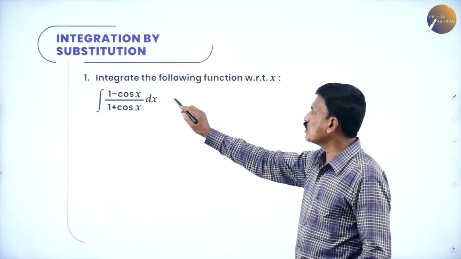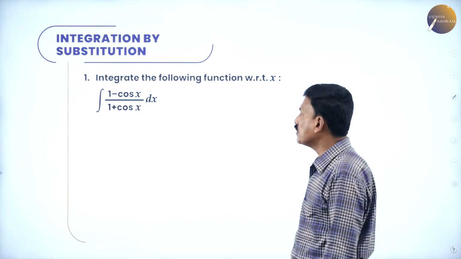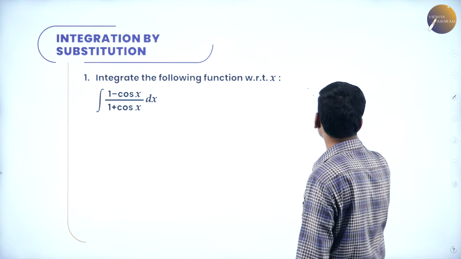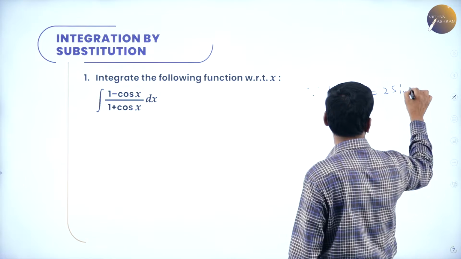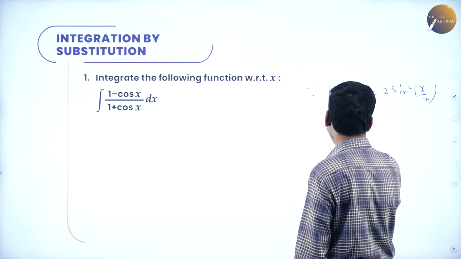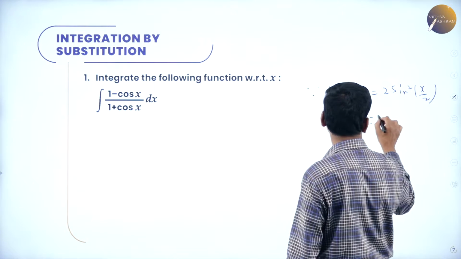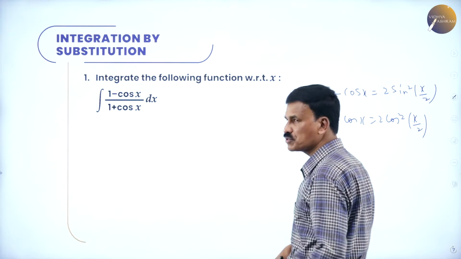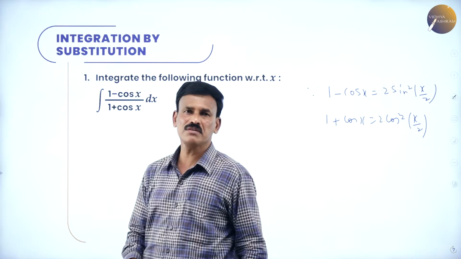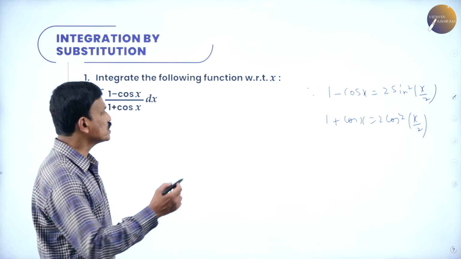Now let us take this problem, integral of 1 minus cos x by 1 plus cos x. Since we know the half angle formulas, 1 minus cos x is 2 sin square x by 2, and 1 plus cos x is also equal to 2 cos square x by 2. So these are the two formulas. Using half angle formulas we can evaluate this.